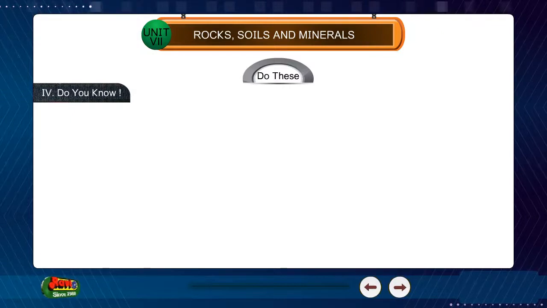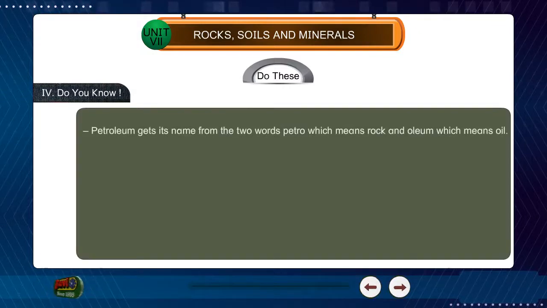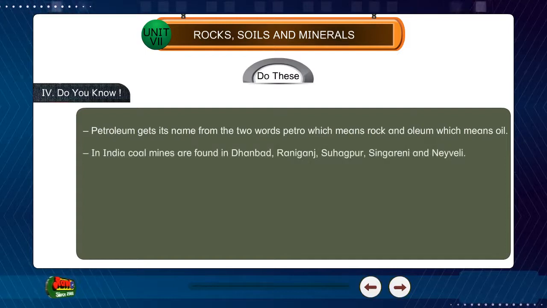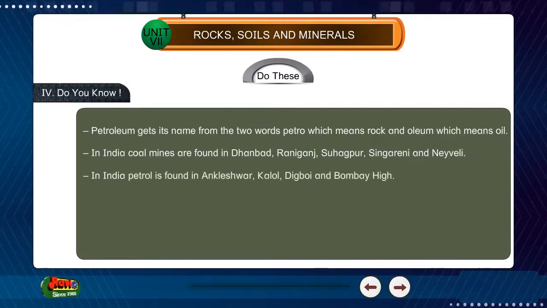4. Do you know? Petroleum gets its name from the 2 words petro, which means rock, and oleum, which means oil. In India, coal mining is found in Dhanbad, Raniganj, Suhagpur, Singareni and Naveli. In India, petrol is found in Ankleshwar, Kalol, Digboi and Bombay High.